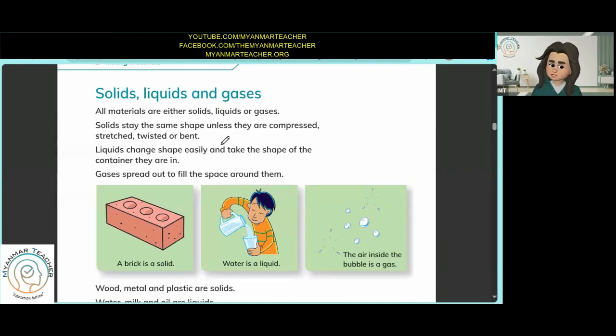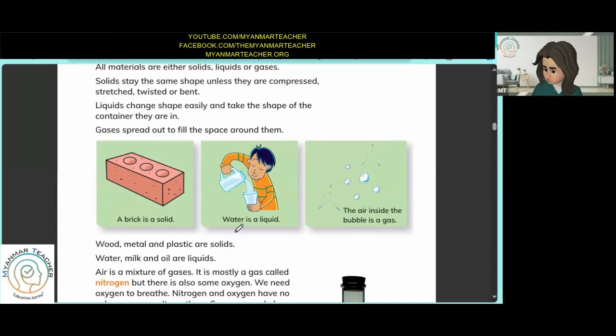Solids stay the same shape unless they're compressed, stretched, twisted, or bent. Liquids change shape easily and take the shape of the container they're in. Gases spread out to fill the space around them. A brick is a solid, water is a liquid, and the air inside of a bubble is gas.